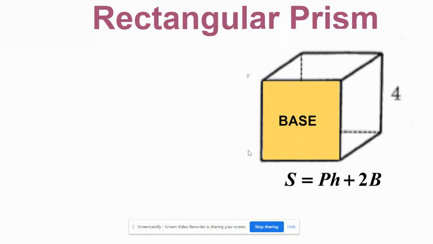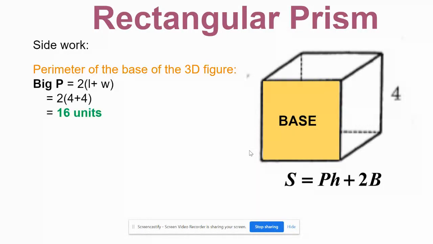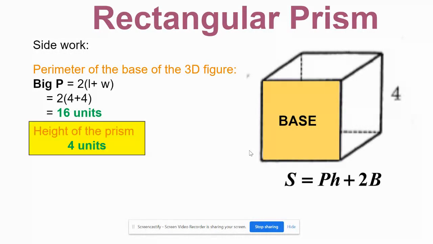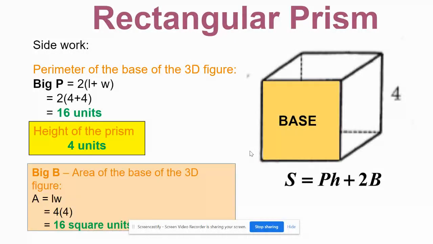We're going to do our side work. Big P, calculated by length plus width, which means 4 plus 4. We can multiply that by 2, or we can add 4 plus 4 plus 4 plus 4, and we get the perimeter of our base is 16 units. The height of the prism is going to be 4 units. And to find big B, we're going to multiply length times width, which means we're multiplying 4 times 4, and we get 16 square units.